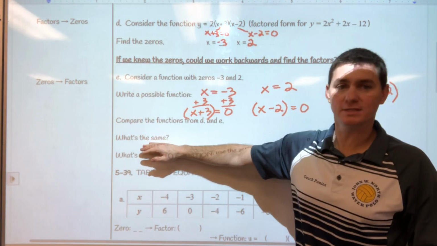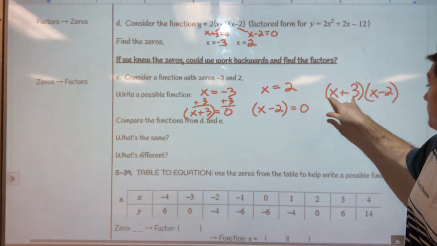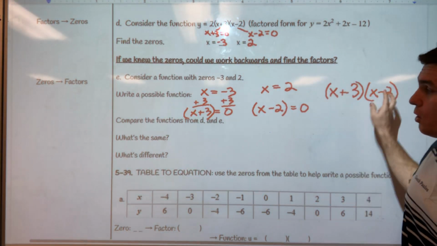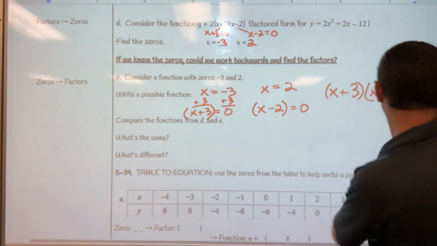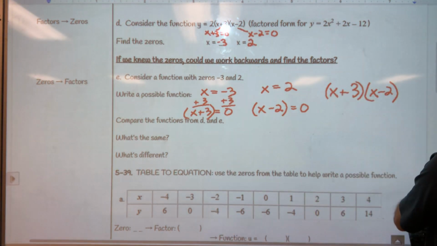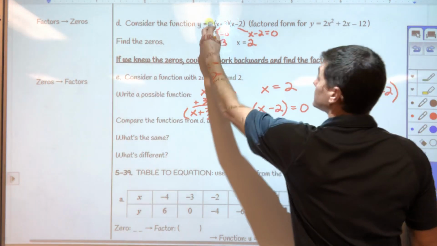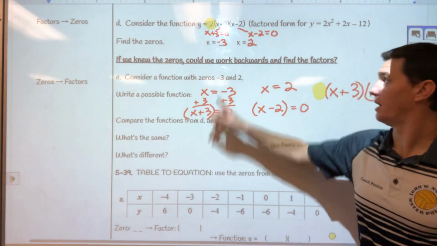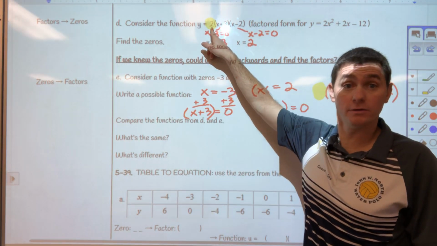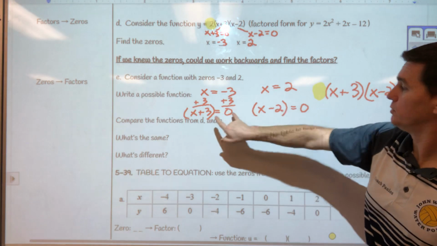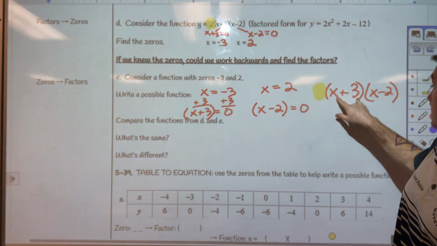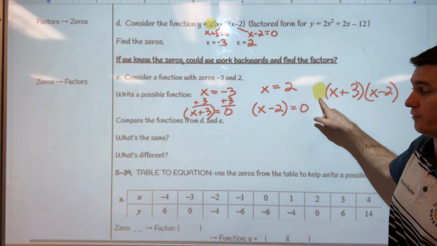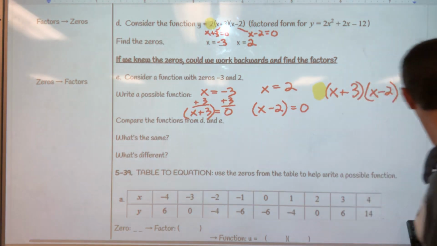So let's take a look. What's the same and what's different? Well, what's the same is these factors. X plus 3, x minus 2. What's different though, notice our original has this 2 out in front and we don't really have that 2. We call this our A value. It's like our common factor. And so using this process will tell us the factors, but it won't necessarily tell us the common factor or the A value out front, okay? All right, let's take a look at a table.